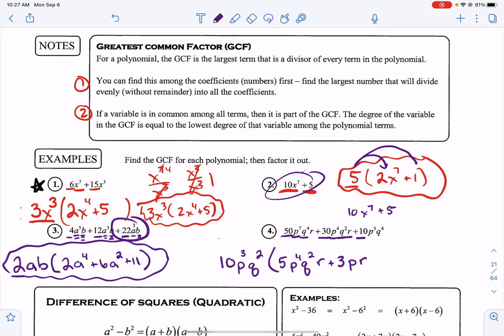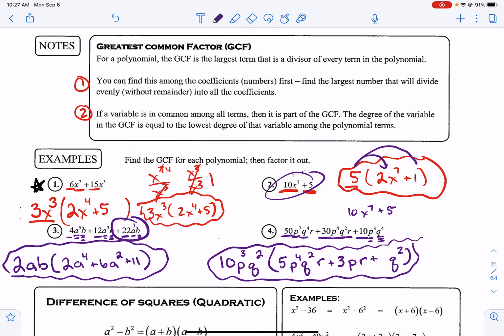And then my last one, 10 divided by 10 is 1. I don't have to write the 1, but I will for now. P to the 3rd divided by P to the 3rd makes that go away, so that's also a 1. And then Q to the 4th divided by Q squared is Q squared. So that would be my final answer, other than I really don't need that 1, and it's going to drive me crazy to have it there. So this would be my factored form of that polynomial.